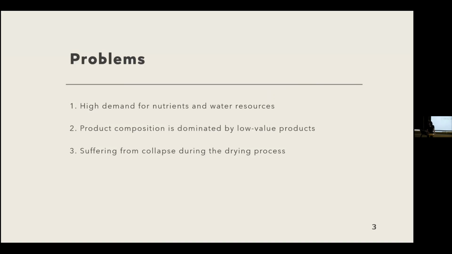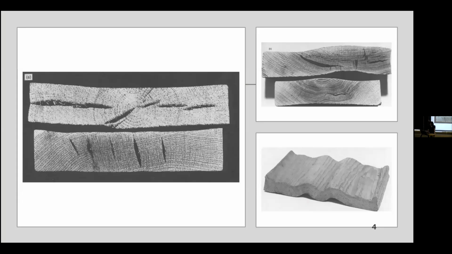A major problem is collapse, an abnormal shrinkage defect, usually occurring during the drying process, which is a barrier for the eucalyptus wood industry, particularly in the high-end products market like solid wood furniture and flooring. As you can see from these photos here, these lumbers have severe collapse problems, and they are unacceptable in the wood products processing industry.